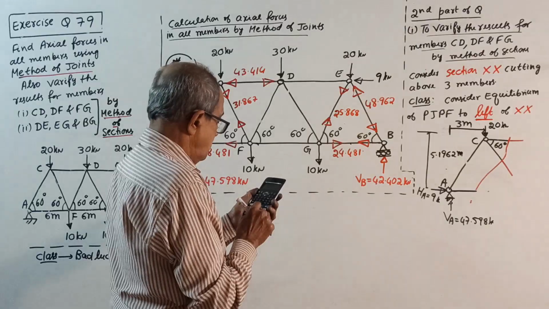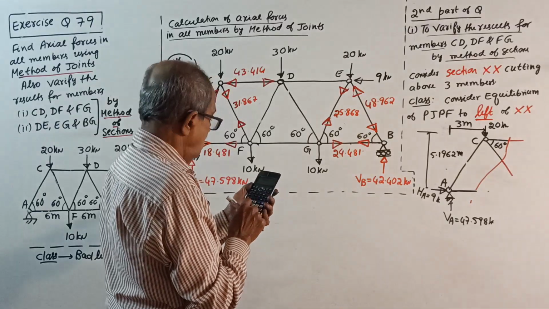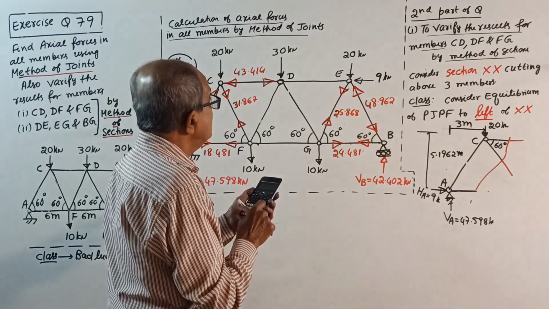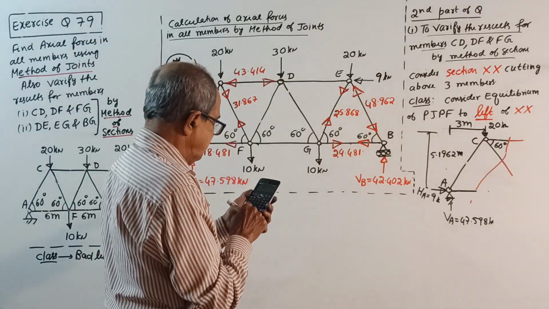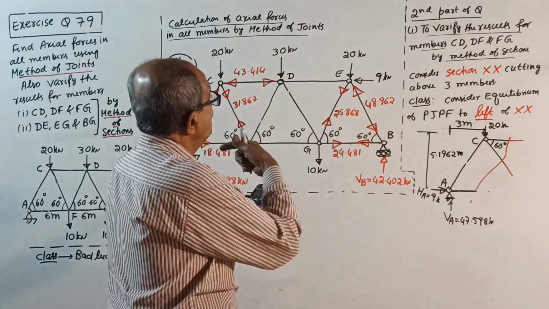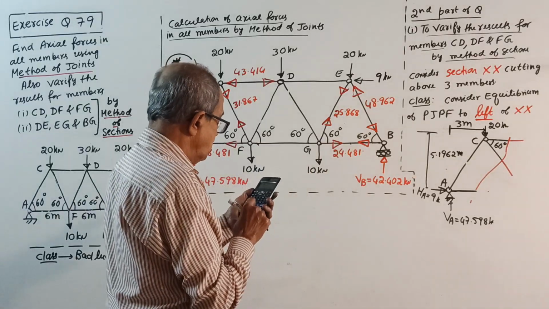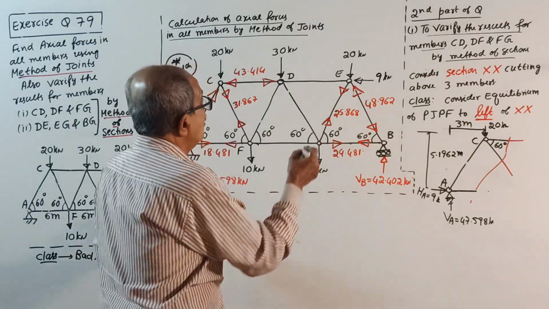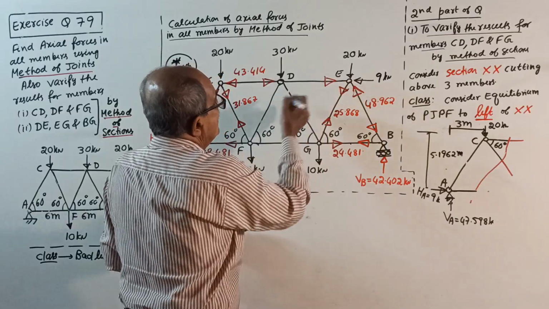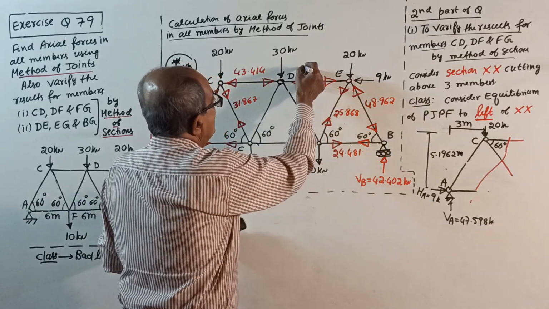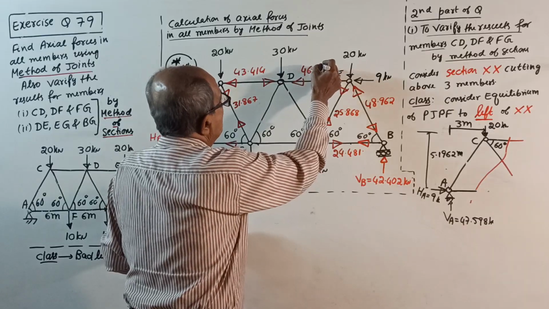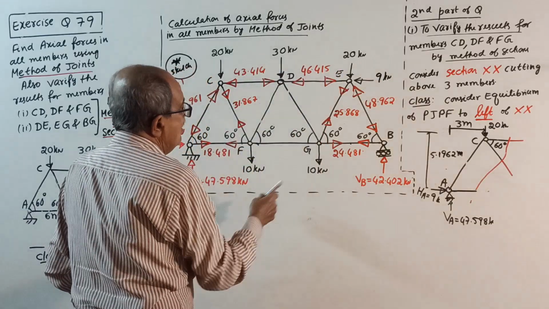48.962. 48.962, correct? Yes. Plus 25.868 together into cos 60 will give this way force. Plus another 9 is there. Plus 9 more. 46.415. 46.415. Okay, now I will come to this joint.